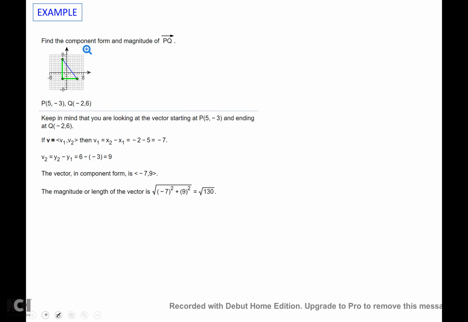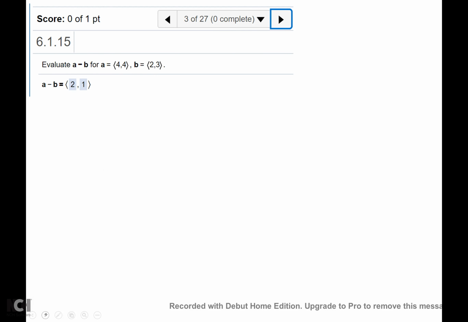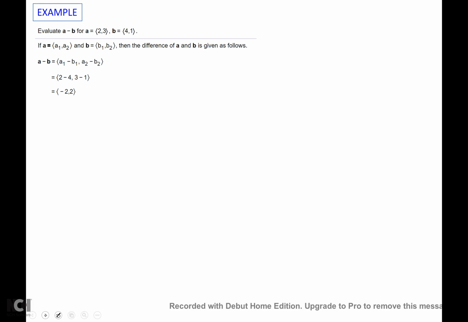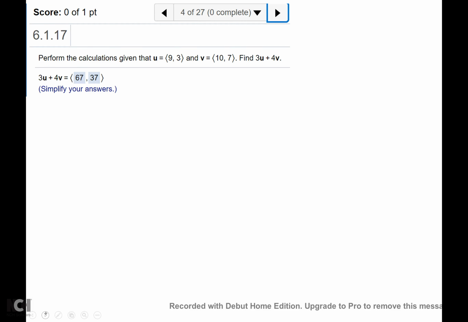Again, the next problem is just an example, just like the one we did. Okay, the next one, number 3, it says evaluate A minus B for A equals <4, 4> and B equals <2, 3>. So A minus B would be <4, 4> minus <2, 3>. And so that becomes 4 minus 2 and 4 minus 3, which gives me <2, 1>. Okay. Again, the next one is an example worked out on the computer.